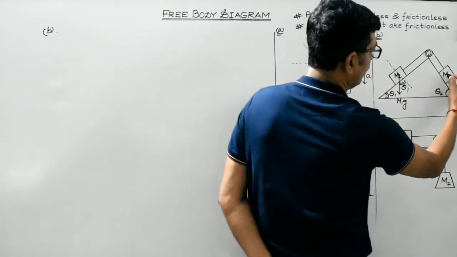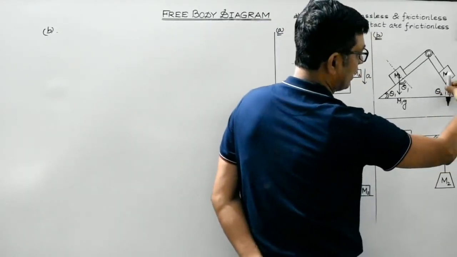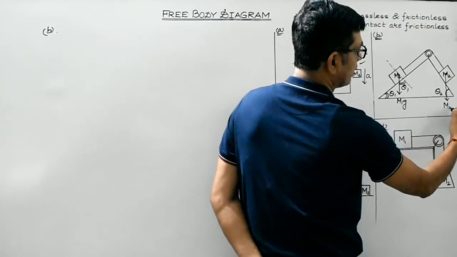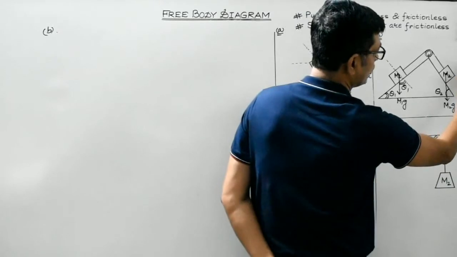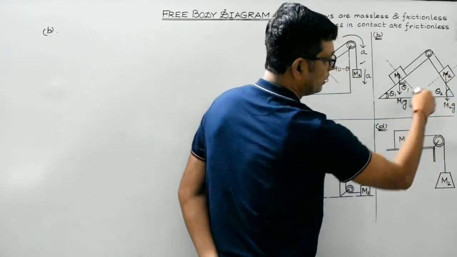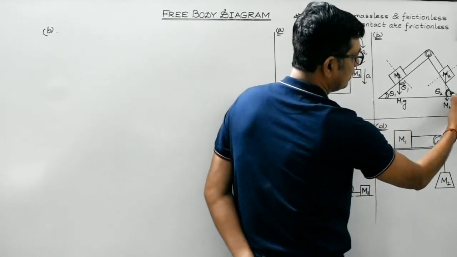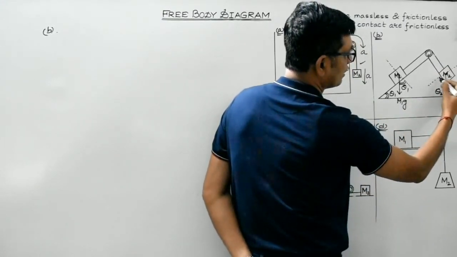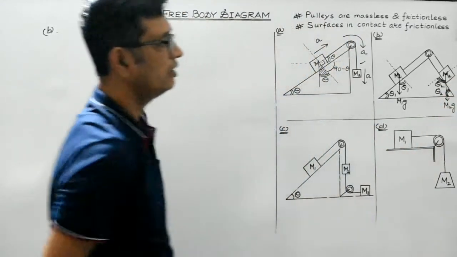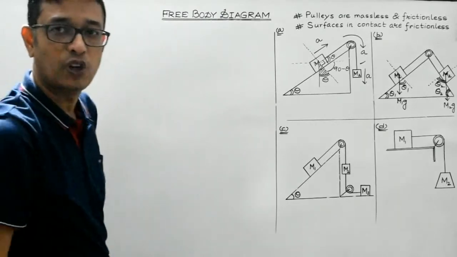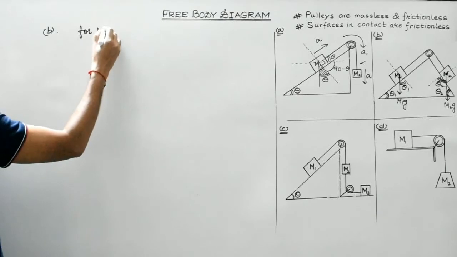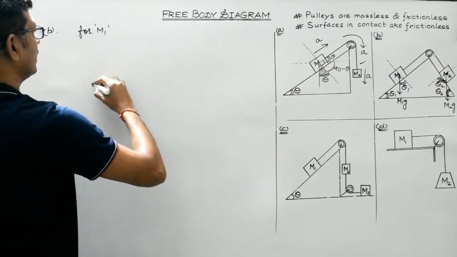Similarly, over here, m2g will act in the vertically downward direction like this. This is m2g. And if you resolve it into two components perpendicular to the inclined plane, then this angle will be equal to this angle. This is theta 2. Clear? So now let's draw the free body diagram of m1. Okay, this is the diagram basically.